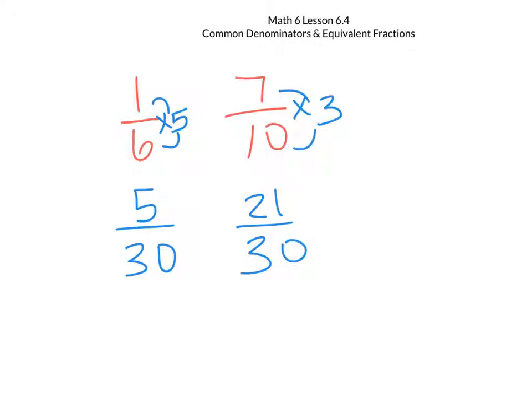That's it. Makes sense, right? Let's do another one. What if I have 3 over 8 and 5 over 6? What's a common denominator? 12. Can 8 turn into 12? That's fine. Keep thinking. 18. Can 8 turn into 18?